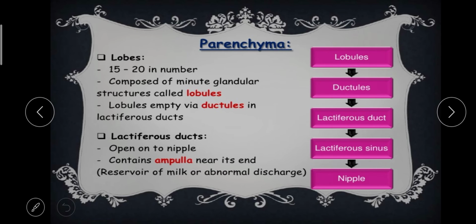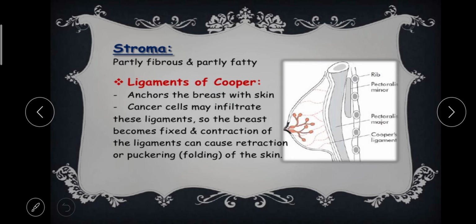You can see the lobules, the ductules, the lactiferous duct and the sinus, covered by the nipple. So this is about the parenchyma.